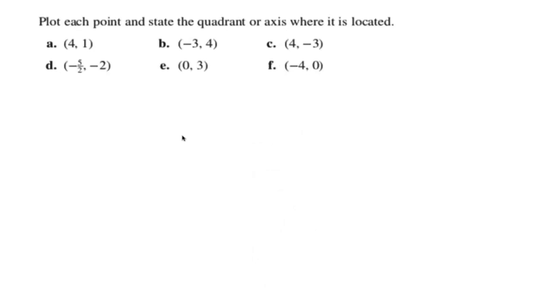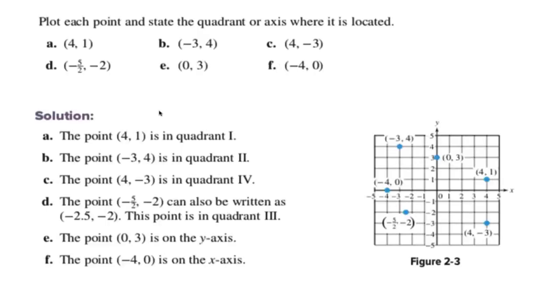And so if we look at each point, we want to know where it is. For example, 4, 1 means that x is 4, y is 1. So you go x is 4, y is 1. Negative 3, 4. Negative 3 is x, 4 is y. So you get that point. We always look at the x first and then the y. And again, once you have these, you know which quadrant it is in.